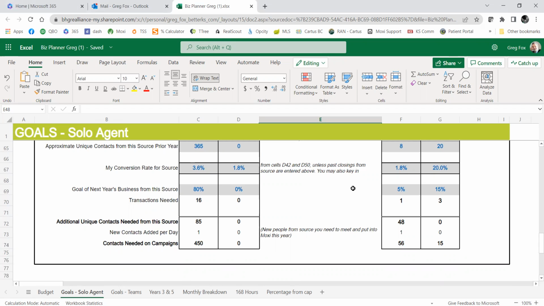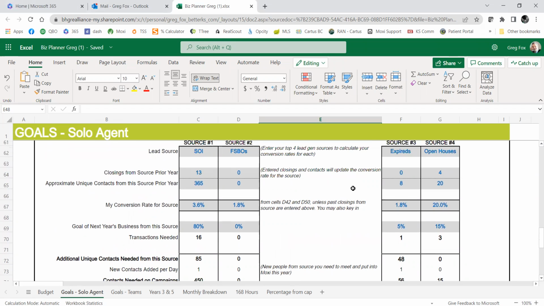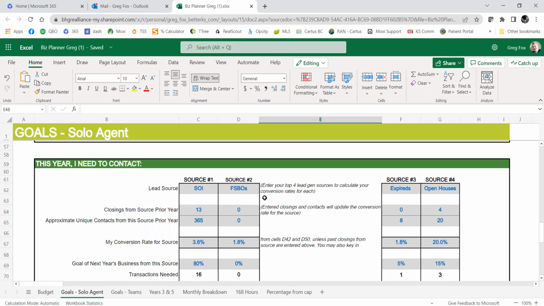You can make it whatever you want it to be. Like you have your SOI. You could put farming. Maybe you don't do FSBOs, you want to do farming. You can do open houses. I was good at open houses, so I wrote open houses in there.